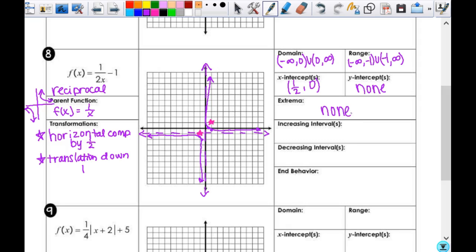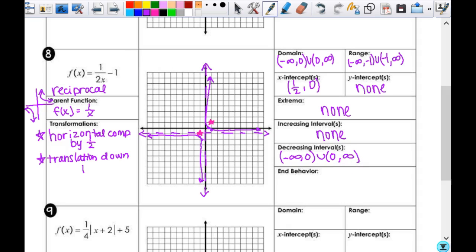Is this graph increasing? None. So then where is it decreasing? Negative infinity to 0, union 0 to infinity.